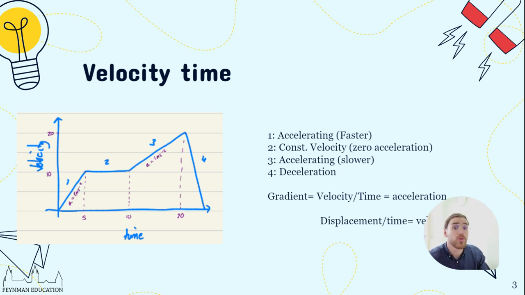Now in number 2, when our velocity is remaining the same but time is increasing, it doesn't mean the object's not moving. It just means their speed isn't changing, or their velocity isn't changing. So they are still moving. They're just moving at a constant velocity, zero acceleration.